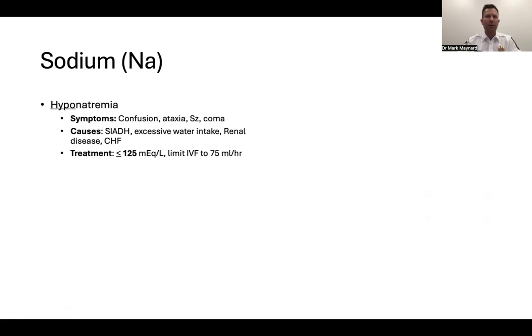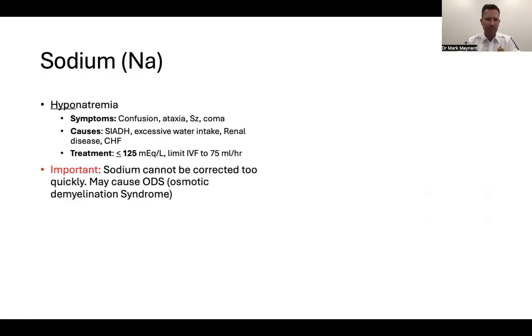All right, so what do we do? Well, if the sodium level gets below 125, which is a pretty low sodium, then we're going to go ahead and give IV fluids. Now, IV fluids have a higher concentration of sodium, and so that actually will bring up the sodium level. But it's important to note that we do not want to correct the sodium too quickly.